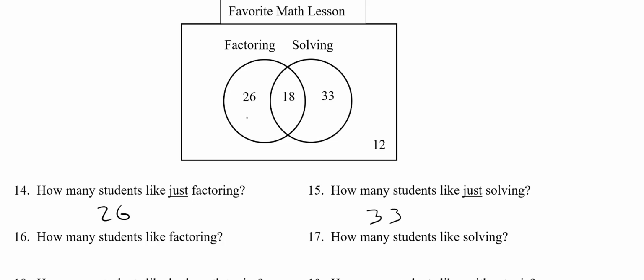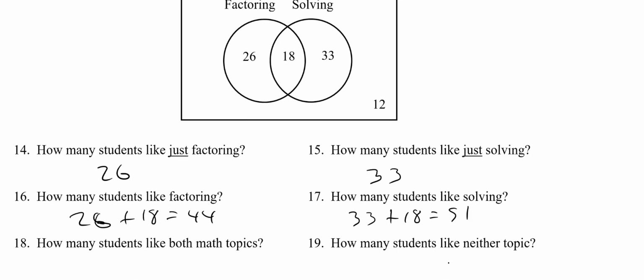How many people like factoring? Well, that means they can like factoring, which is the 26, but it's also in the category of both because they can also like solving. That's okay. So we add 18 to that, and we get 44. How many students like solving? Well, I know 33 just like solving, and again, 18 like factoring and solving together. So you add 18 to that, and we get 51.